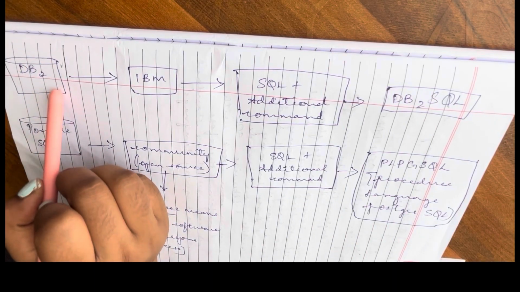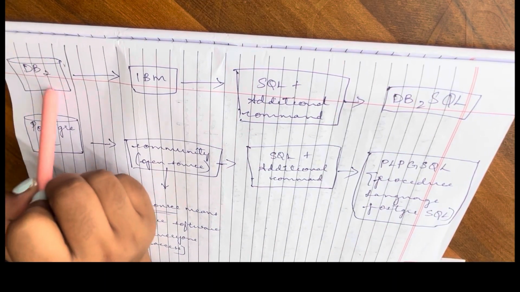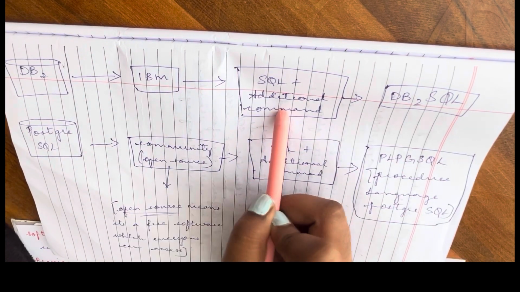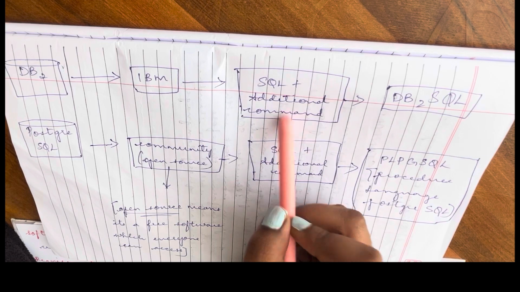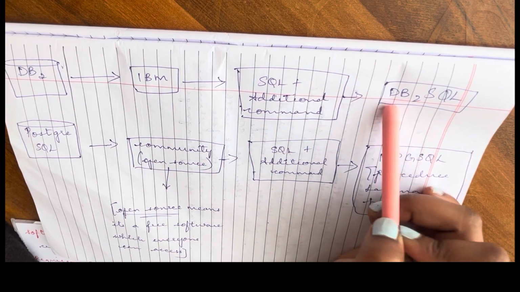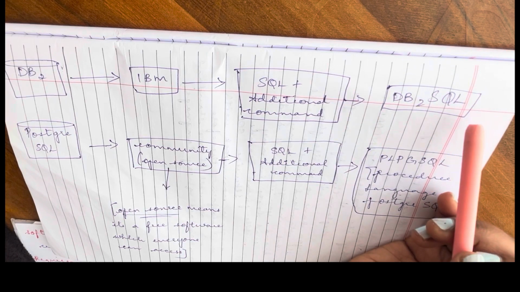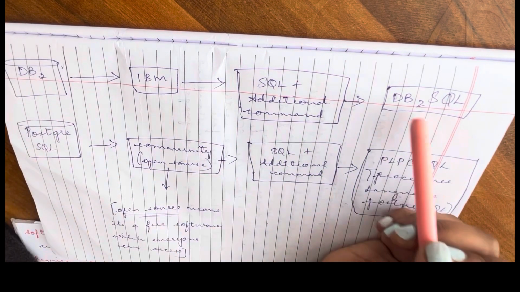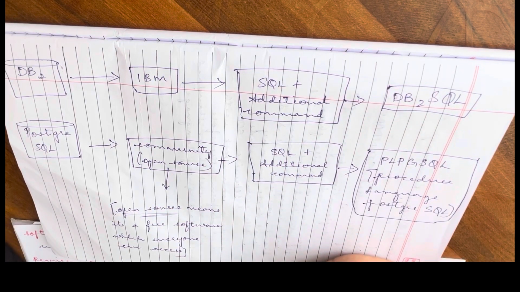Next software is called DB2. Who created the software called DB2? IBM. And what are the languages required to perform in DB2? SQL plus additional commands. And what are the additional commands? DB2 SQL. Same as MySQL has its own programming language, DB2 also has its own programming language.